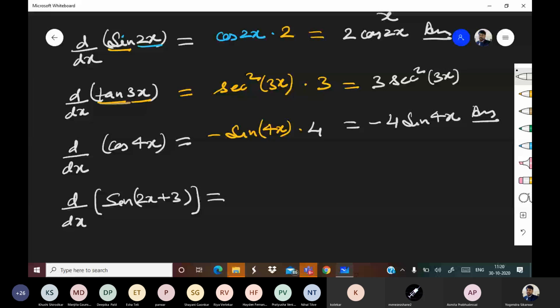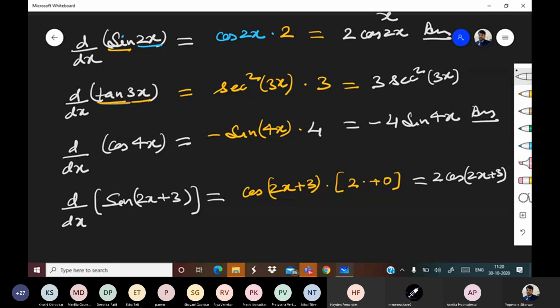Okay, so sine will become cos, so it will be cos of 2x plus 3. After that, we are going to differentiate 2x plus 3, so it will be 2 plus differentiation of 3, which will be 0. So the answer will be 2 times cos of 2x plus 3. All right. Good.